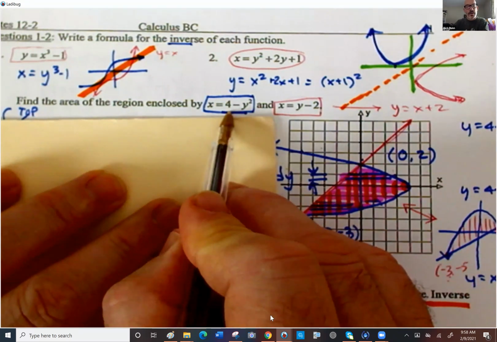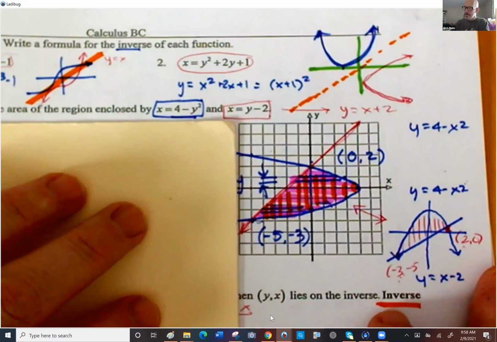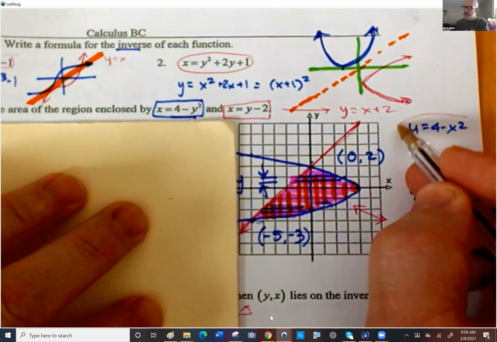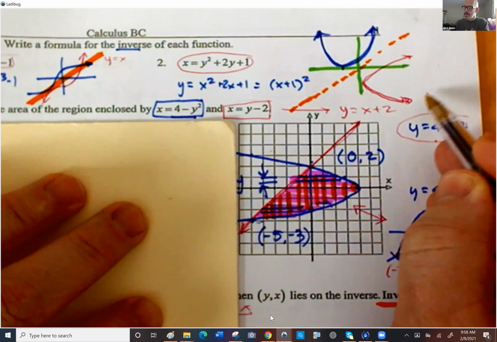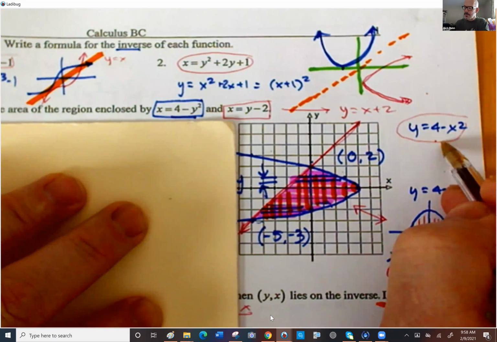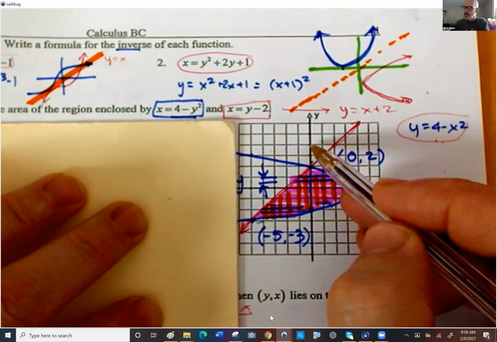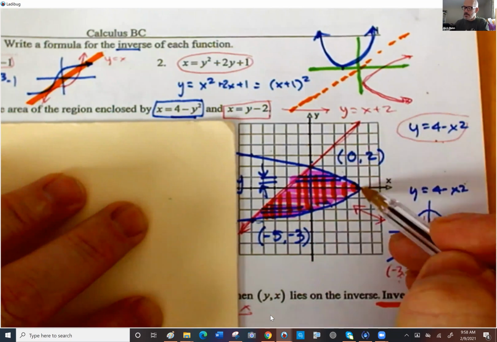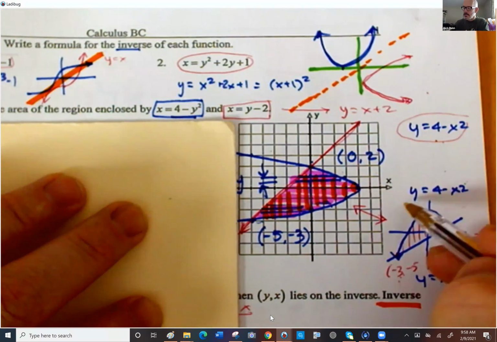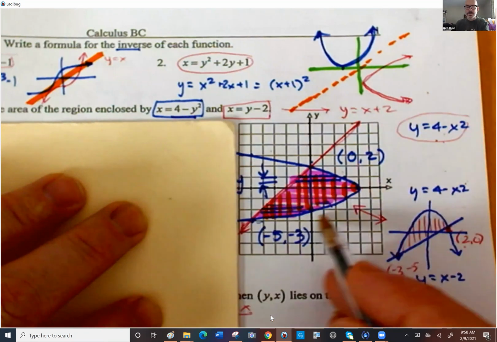And then this one is an inverse of this parabola here. If I just switch my x's and y's, I know I'll have a parabola that was shifted up 4 and then is going down. So I'm going to reflect that across the line y equals x, and this up 4 would be a right 4. And then rather than going to the right, this negative changes it and causes it to go in this direction.